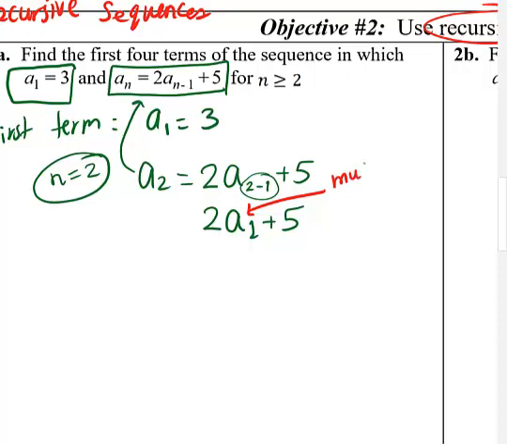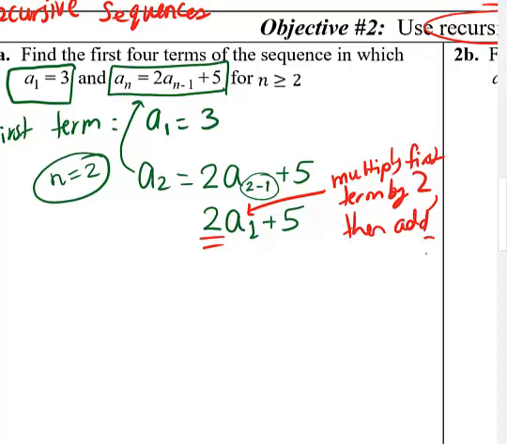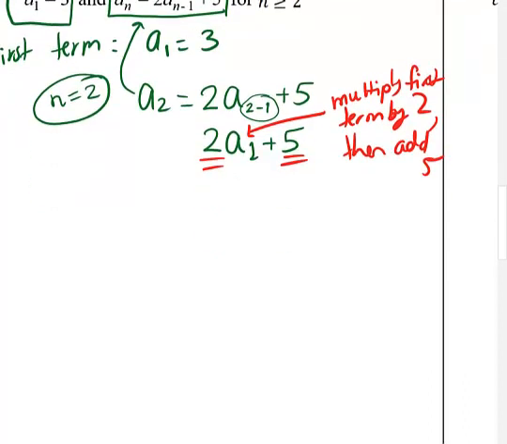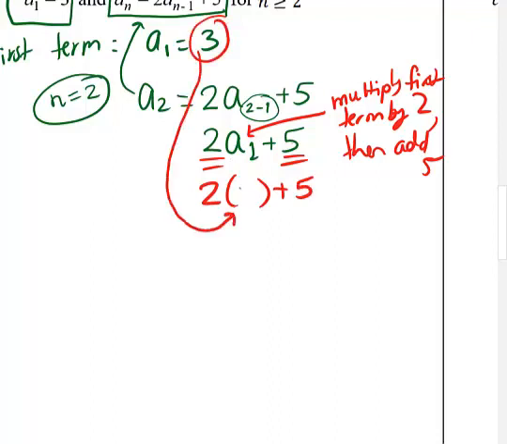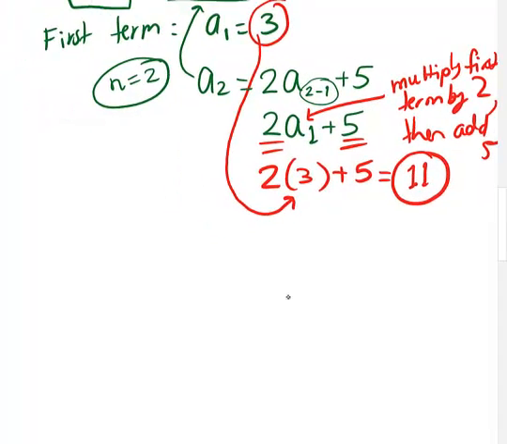So that's how we find the second term. Multiply the first term by 2, because that's part of the formula, then add 5. So I can say, okay, this is 2 times a sub 1, they told us was 3, so I'm just going to bring him down. 2 times 3 plus 5, that's 6 plus 5, which is 11. There's our second term. And we'll do a similar thing for the third term.